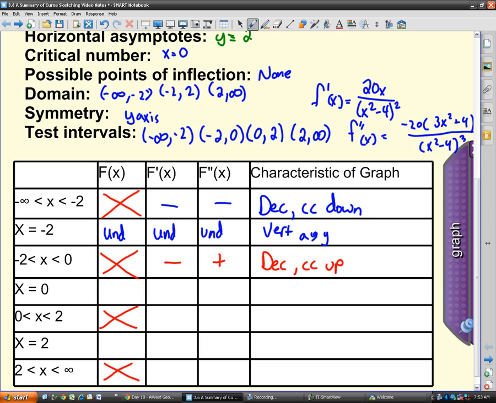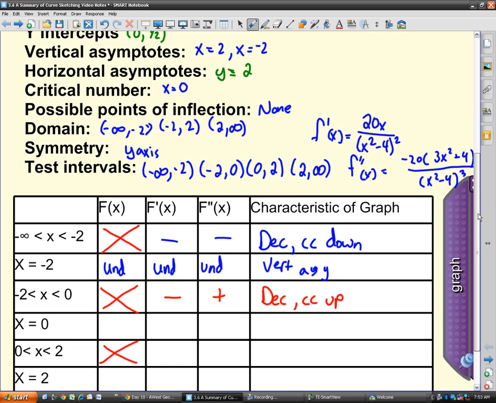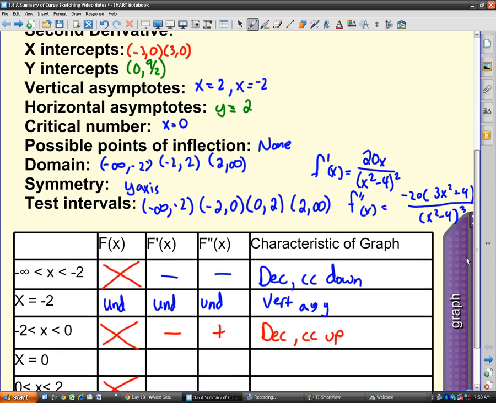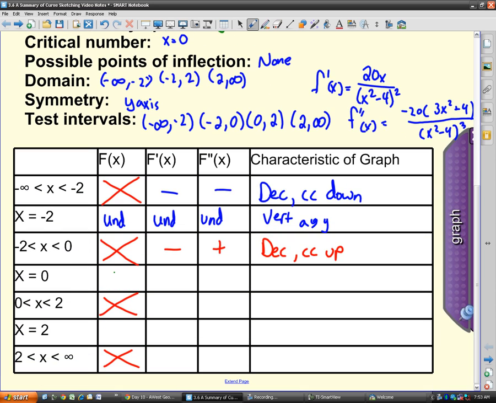So then at 0, it's kind of important, going back to my original function, putting in 0 into the function. Well, we already did that. We did that for our y-intercepts, putting 0 in for x, and that gave us 9/2. So 9/2, and then plugging in 0 into the first derivative gives me 0. And plugging 0 into the second derivative ends up giving me a positive number in the whole scheme of things. We get negative on top and a negative on the bottom, so it gives me a positive.